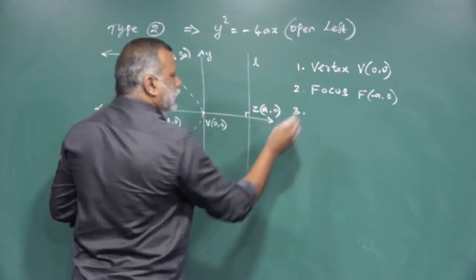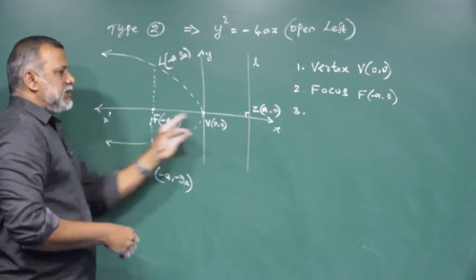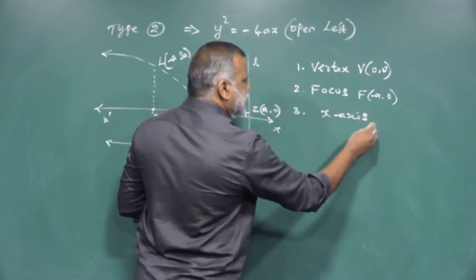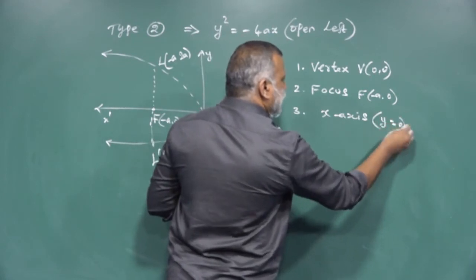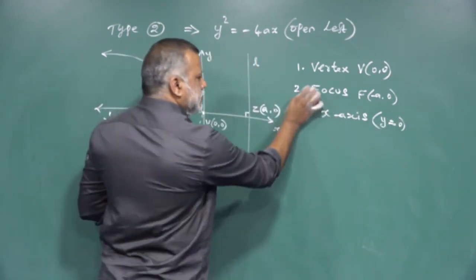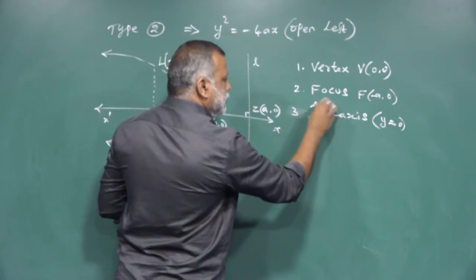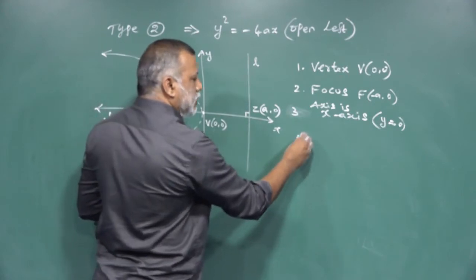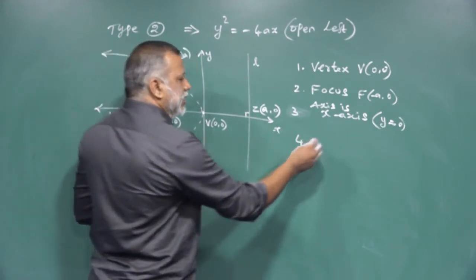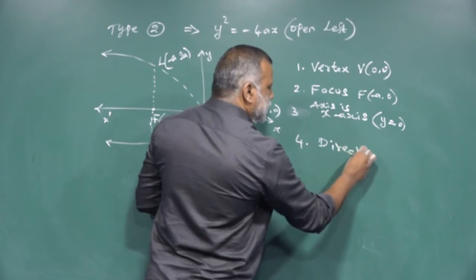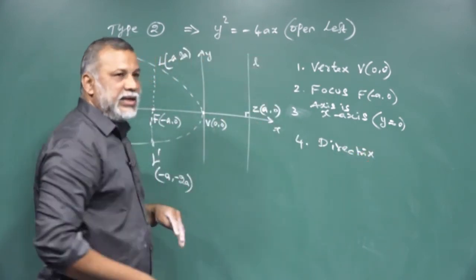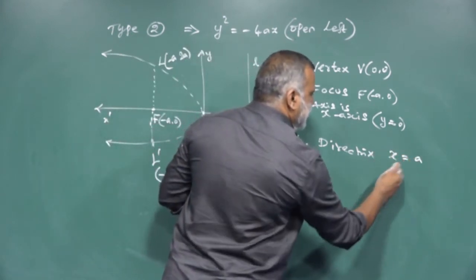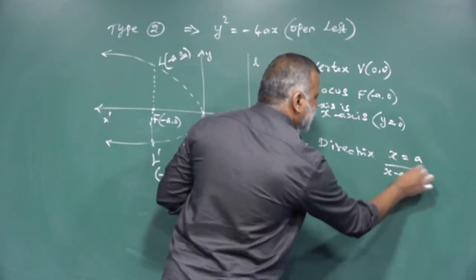Number 3. What is the third one? Axis. See, this is the axis. The x-axis is the axis. Its equation is y equal to 0. Number 4 is directrix. See, this line L is called the directrix. Its value is x equal to a, or we can write this as x minus a equal to 0.